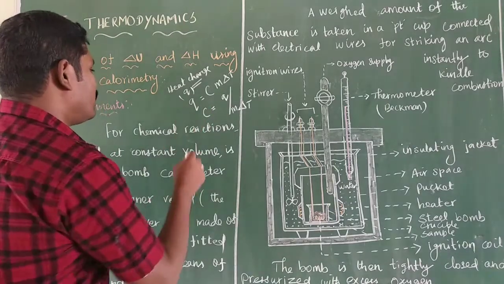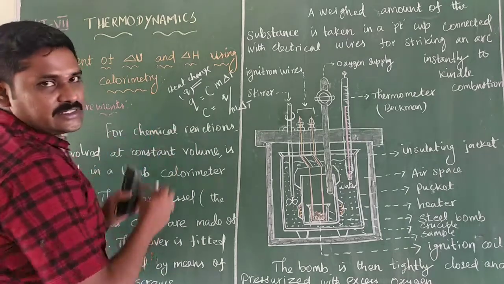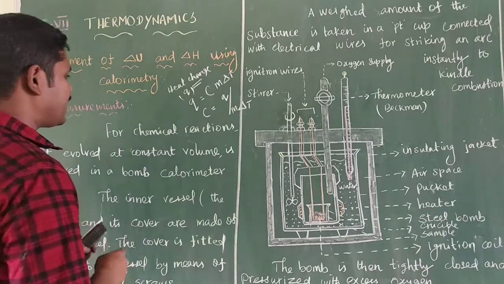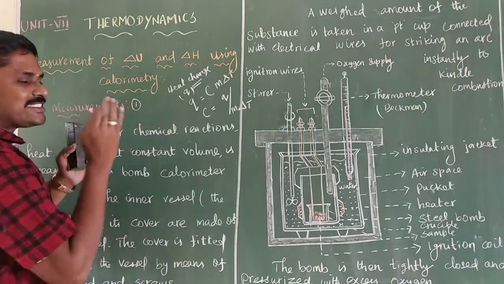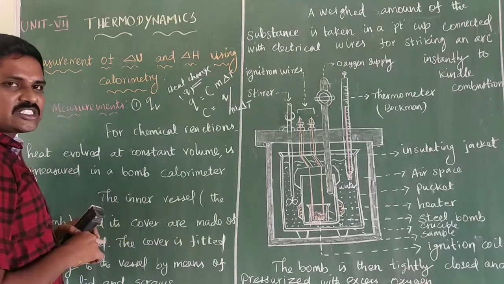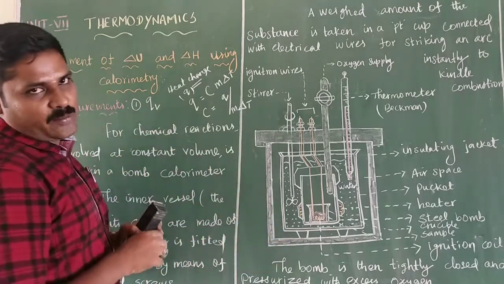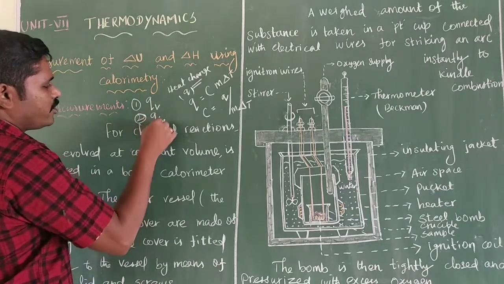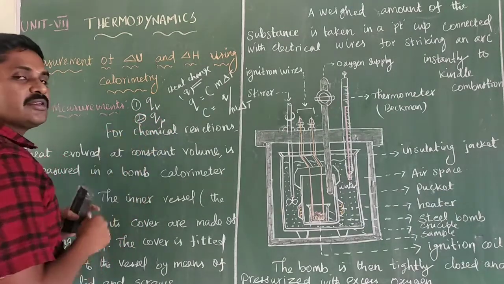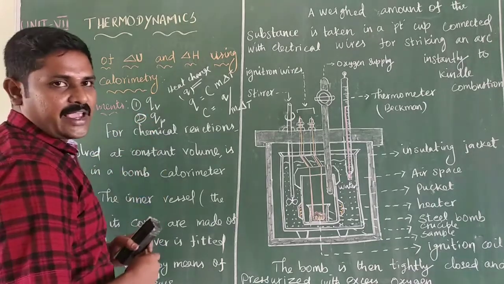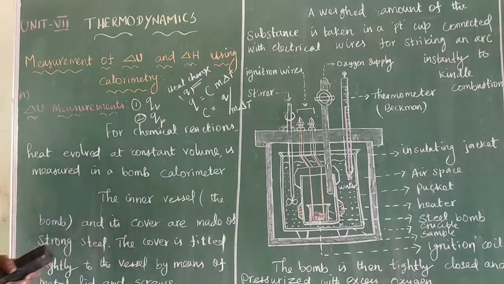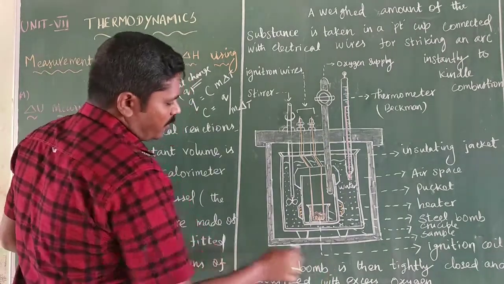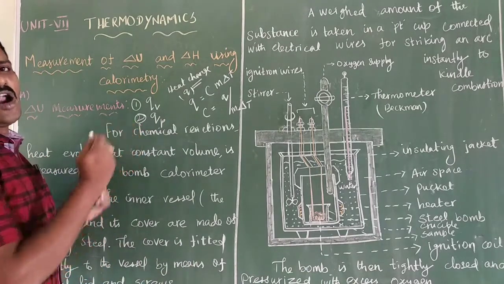Calorimetry measurements are made under two different conditions. One is at constant volume, using a bomb calorimeter. The other is at constant pressure, measured using the coffee cup calorimeter.